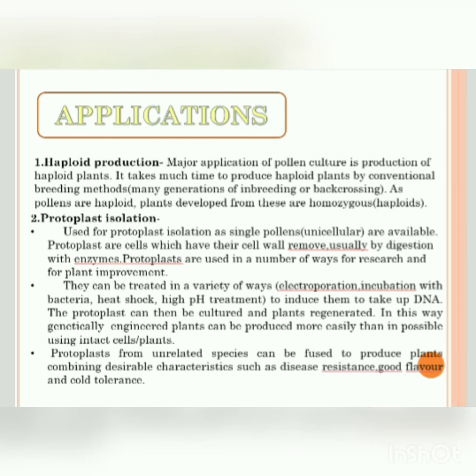They can be treated in a variety of ways, like electroporation, incubation with bacteria, heat shock, and high pH treatment, to induce them to take up DNA. The protoplasts can then be cultured and plants can be regenerated. In this way, genetically engineered plants can be produced more easily than is possible using intact cells or plants. Protoplasts from unrelated species can be fused to produce plants combining desirable characteristics such as disease resistance, good flavor, and cold tolerance.